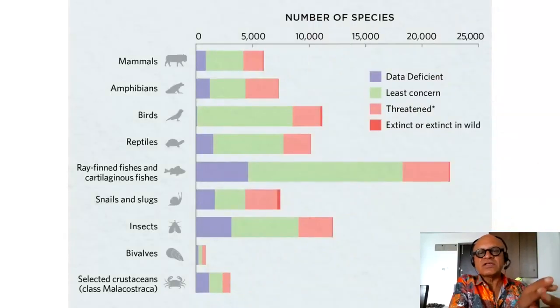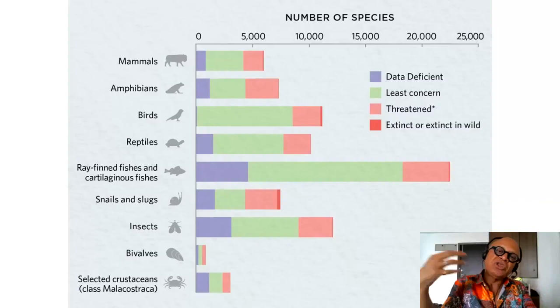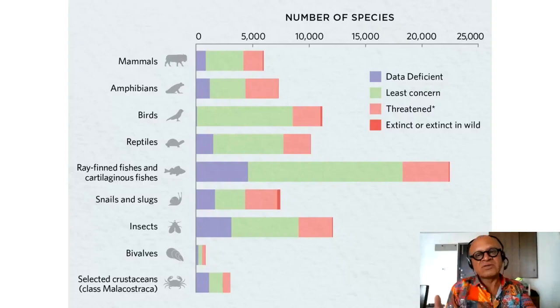So in this context, there is always the struggle on how many species may be going extinct. There are many studies projecting into the future saying how many birds will decline, how many birds will go extinct, and so on. I'll come back to this later on again, but here are some estimates from this report. So there are some data deficient situations, least concern, threatened, and extinct or extinct in the wild.